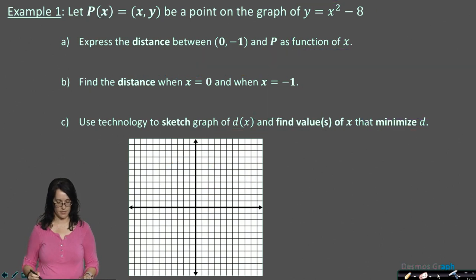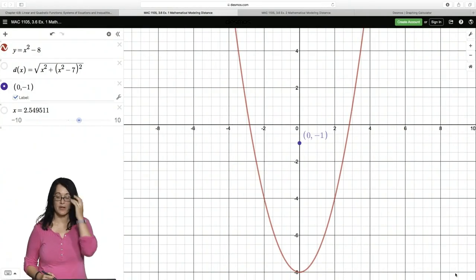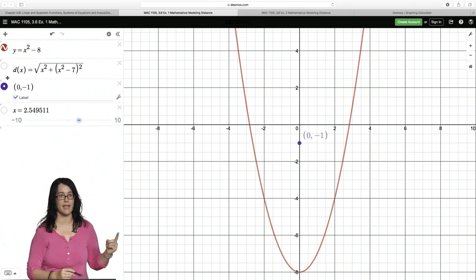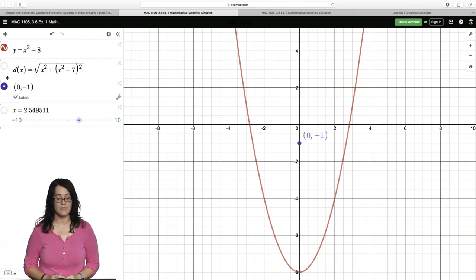So let's switch gears here. So here we have our situation, right? We had our parabola, which was opening up. We had our fixed point at 0, negative 1. And so what we're saying here is, what would be the minimum distance from our fixed point to a point that's moving along the trajectory? So if we notice here, on the top left side I've typed in d of x equals our model, the square root of x squared plus (x squared minus 7) squared. So I'm going to show you what that looks like.